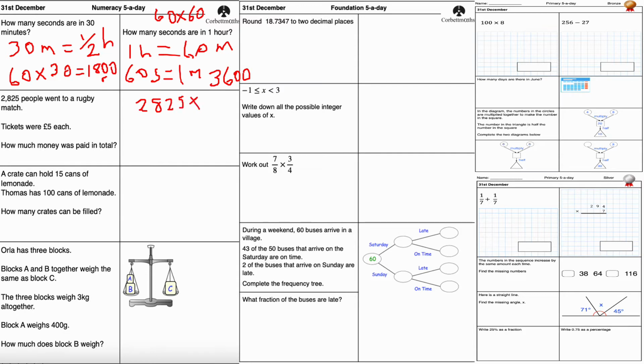Now, if I times by 5, actually, there is a little trick here. I can times it by 10 and then divide by 2. So if I times by 10, I'm just going to add an extra 0. And then if I half this, I'm going to get 14,125. Okay, because half of 28 is 14 and half of 250 is 125. So I split it into that, okay?